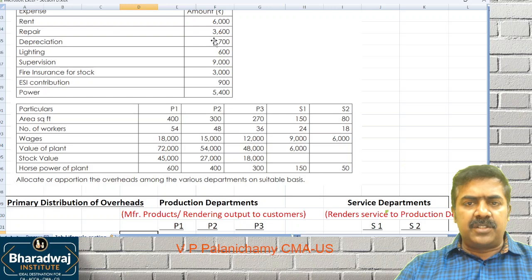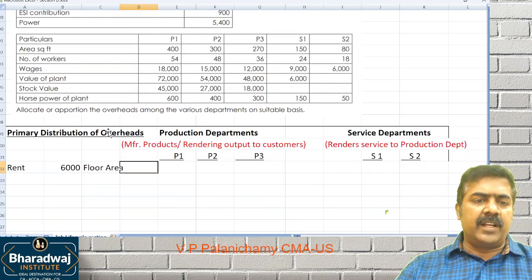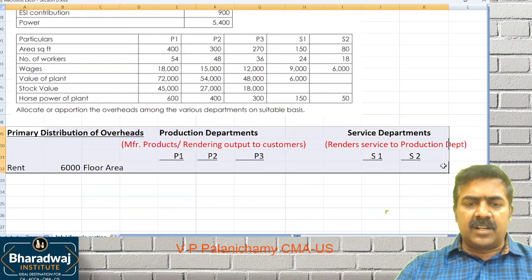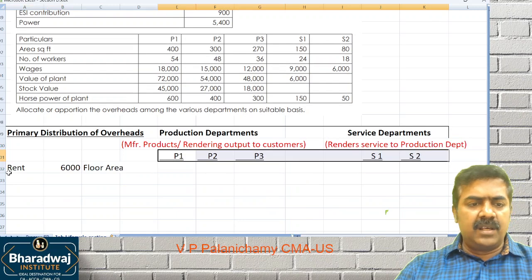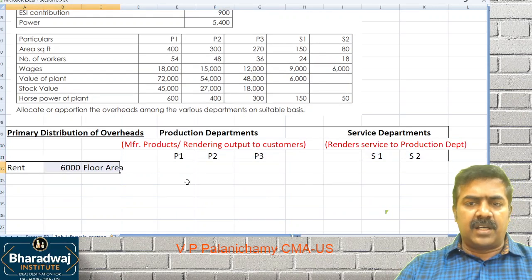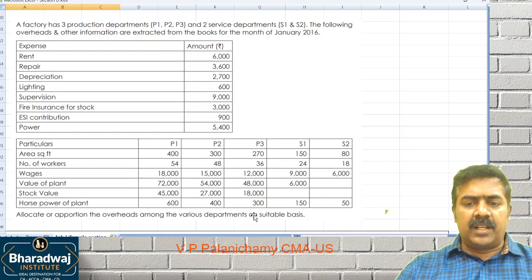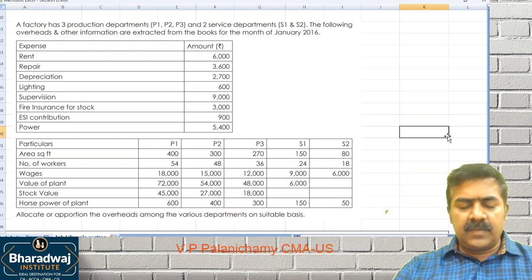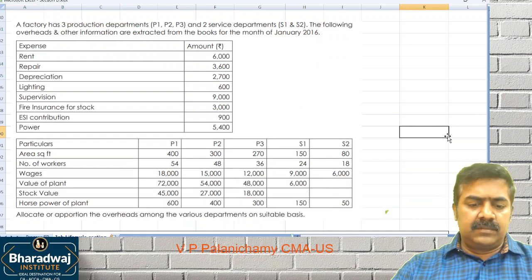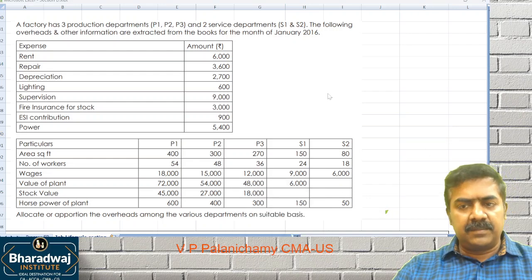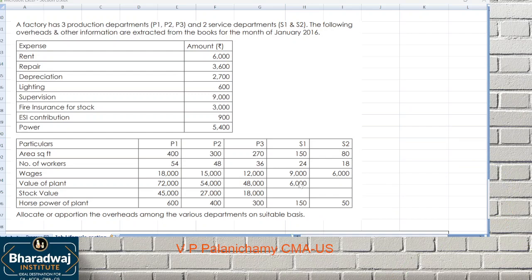Then depreciation shall be based on which one? Value of machine. Repair also shall be based on value of machine. So I request you to have these columns, particulars and 5 columns, and allocate the overheads and tell me the total answer. Try it. You must try. It's a classroom work. Don't wait for my answer. You work out.